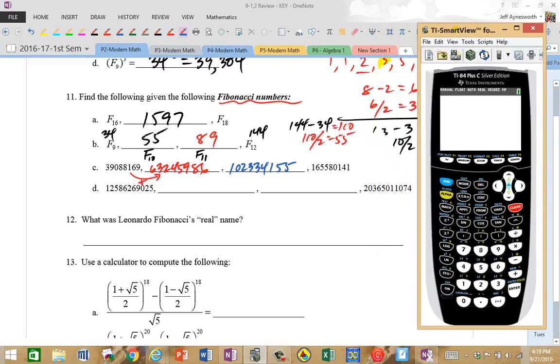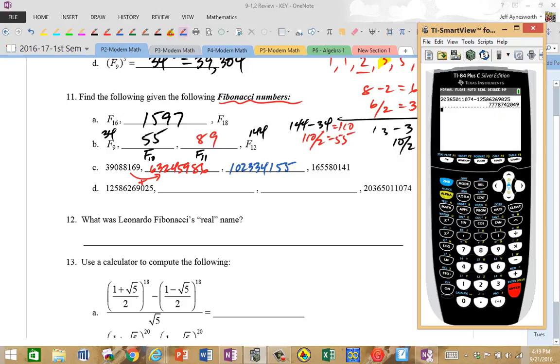We're going to have to enter this big, huge number in here. So 203,650,11,074 minus the first one, 125,862,69025. Hopefully that's right; we double check at the end, okay? All right, so here we go. So let's write that down.